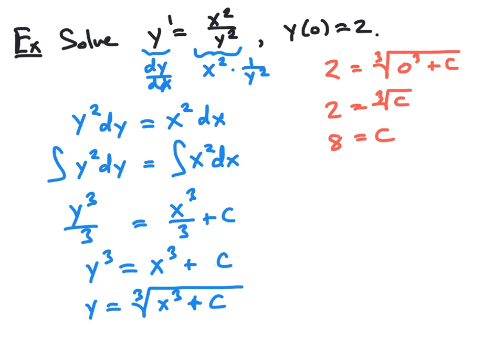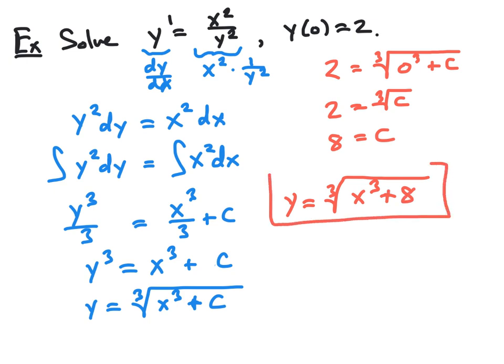And so we have our general solution, y equals the cube root of x cubed plus c. We have our particular solution for this initial value problem by setting c equal to 8. And so our solution to our problem is y equals the cube root of x cubed plus 8. And this is a basic example of using the method of separation of variables to solve an initial value problem.